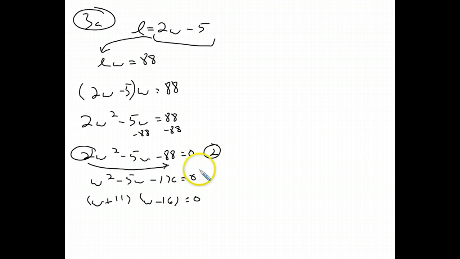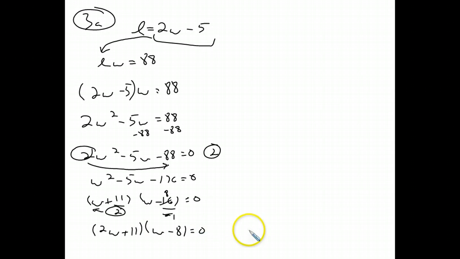But don't forget, we're still dealing with this 2 off to the side, so we actually have to do our bottoms-up method now. 11 over 2 doesn't reduce, so take the 2, throw it in front of the w. 16 over 2 reduces to 8 over 1. So we'll be left with 2w plus 11 times w minus 8 equals 0. We have something times something equals 0. Take them both, set them to 0.